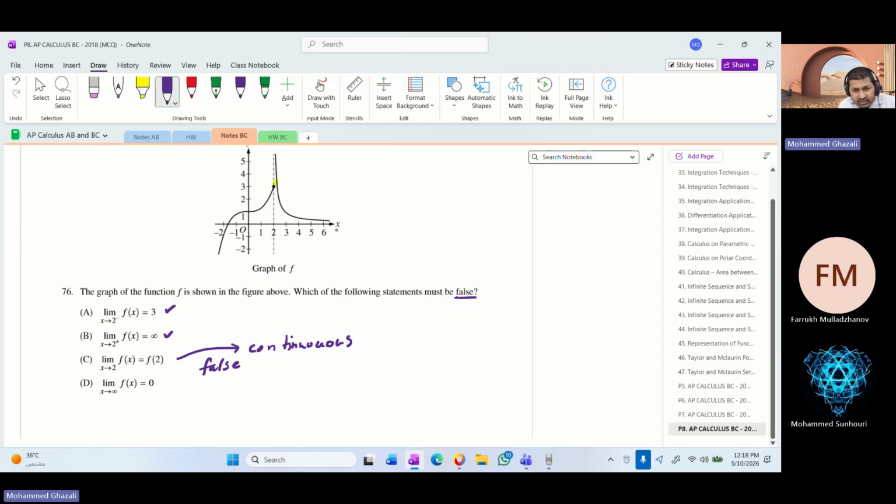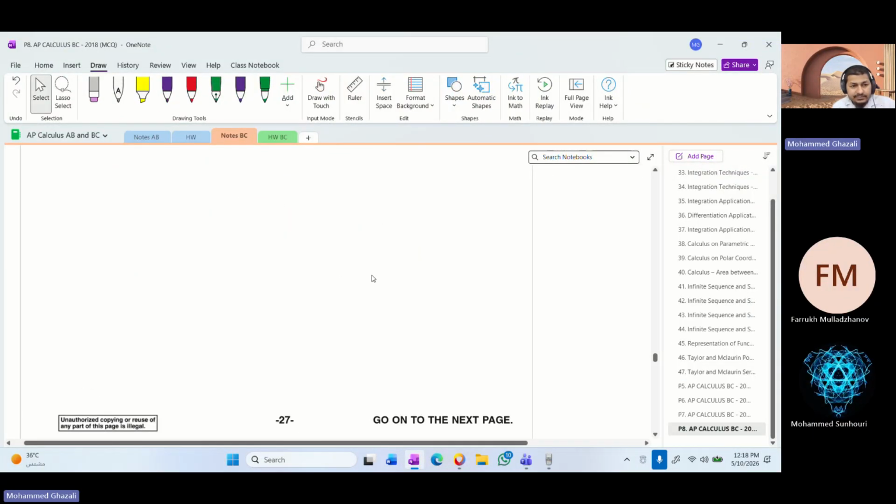What about limit as x approaches infinity? Is limit as x approaches infinity 0? Infinity is somewhere around here. Yes, and it's approaching 0. It's true. So C is false. Let's move on to the next one.